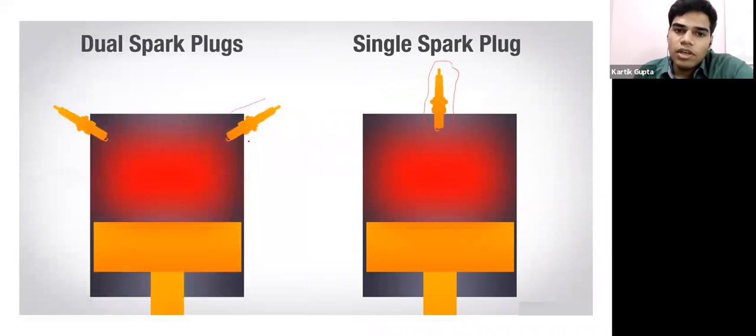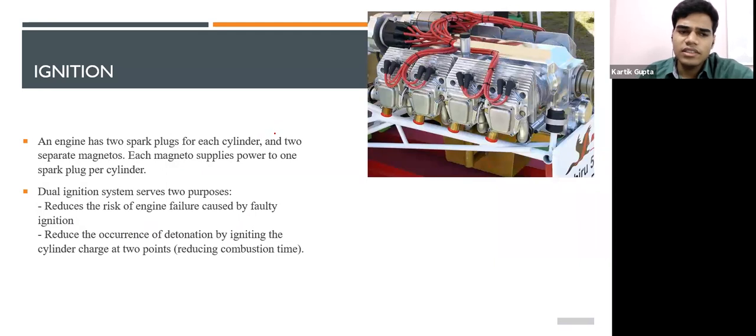Actually, there are two spark plugs present inside one cylinder. There's a backup, or it is for increasing efficiency. We're having two spark plugs instead of one. We'll discuss the reasons. An engine has two spark plugs for each cylinder and two separate magnetos. These are magnetos, not magnets, sorry. Each magneto supplies power to one spark plug per cylinder. So one magneto supplies the power to one spark plug per cylinder.